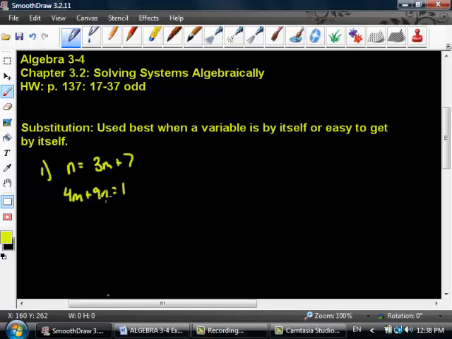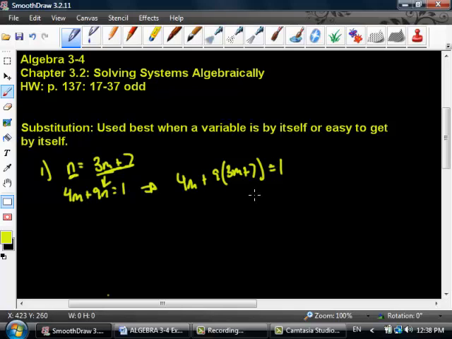The reason why we are doing this is because at some point, both of these lines are going to intersect each other, and when they intersect each other, both equations will be equal. Because n is already by itself, does it make sense that I can take this equation here and plug it into n? Does that make sense? Okay, good. So what that looks like is 4m plus 9 times 3m plus 7 equals 1.